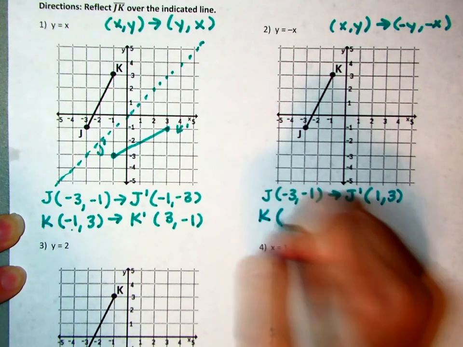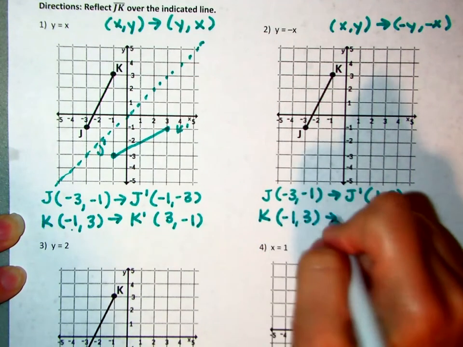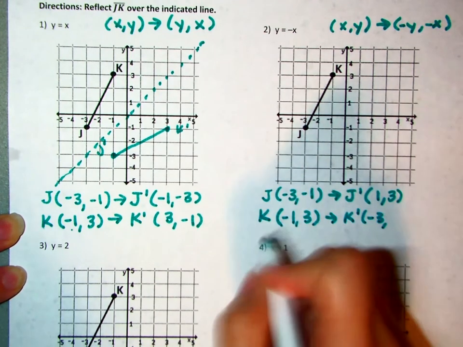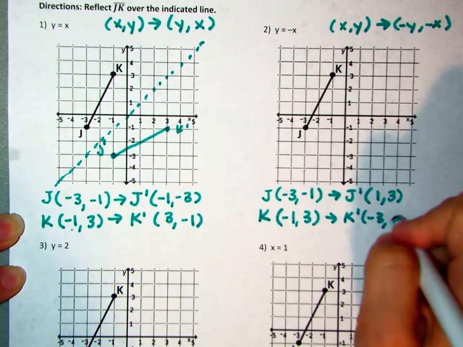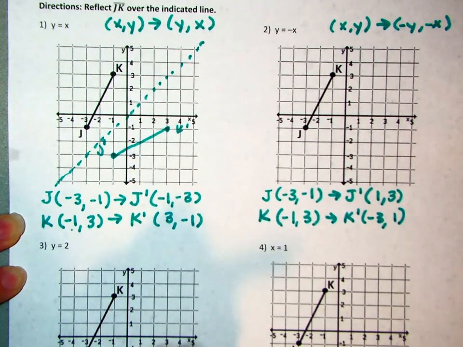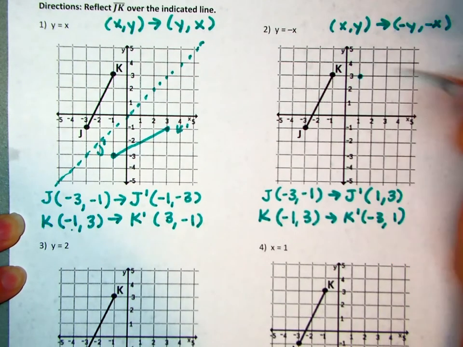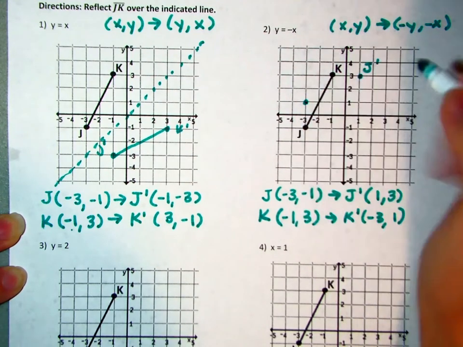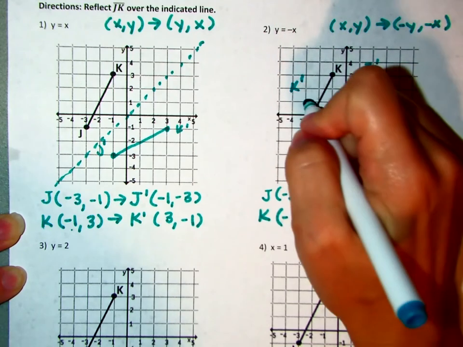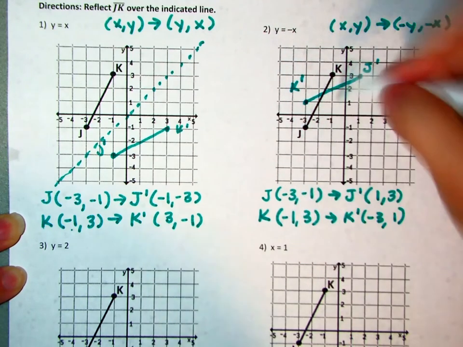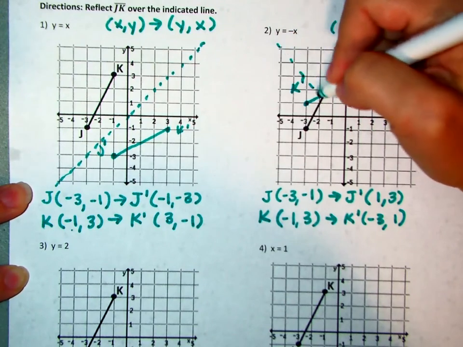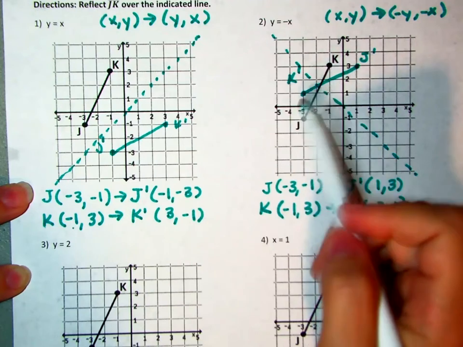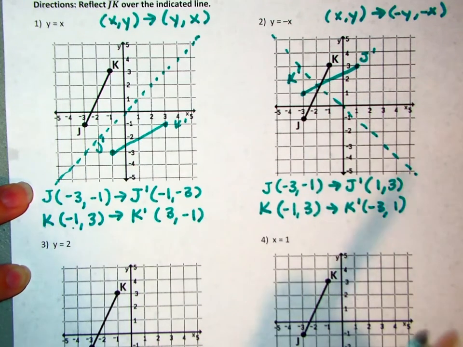For K, we're at the point (-1, 3), and again we want to flip-flop these. So the 3 at K becomes my x, and going opposite, it becomes -3. The -1 moves to the y, and its opposite is 1. Let's plot these two points. We have (1, 3), which is my J prime, and then (-3, 1), which is my K prime. Then we'll connect these dots. The idea behind this one is that if you were graphing it over the y equals -x line, you could fold these segments and they would line up over that line.